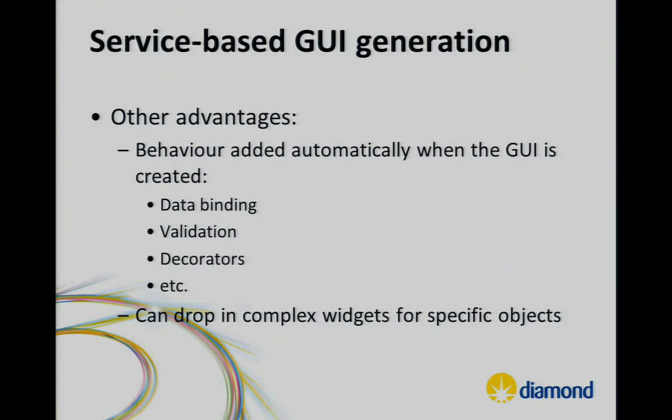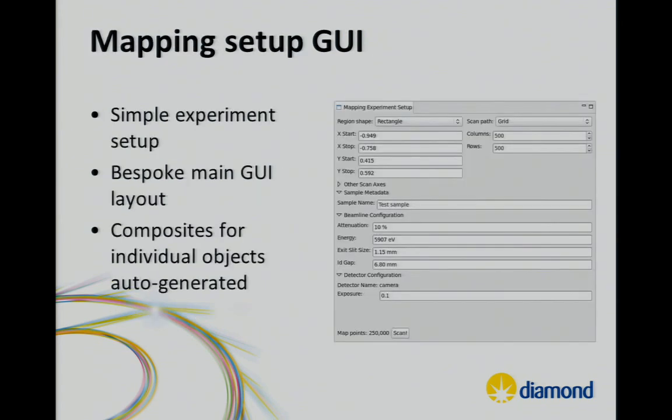Other advantages of this scheme: the behavior is just added automatically as the GUI is created, and that can be data binding, validation, any decorators to add a richer behavior to your widgets. And you can also drop in complex widgets for specific typed objects if you want to. You can override the default auto-generation with more complex behavior.